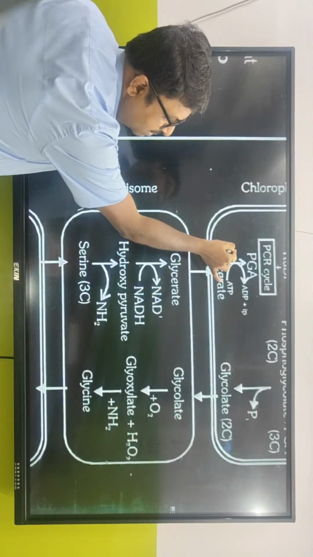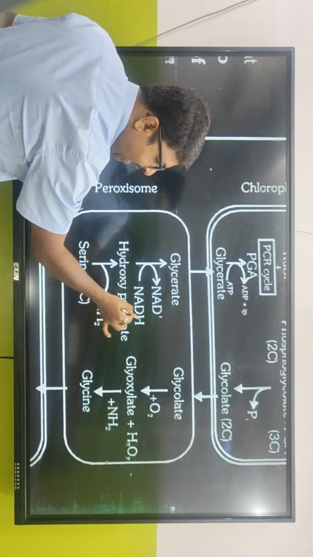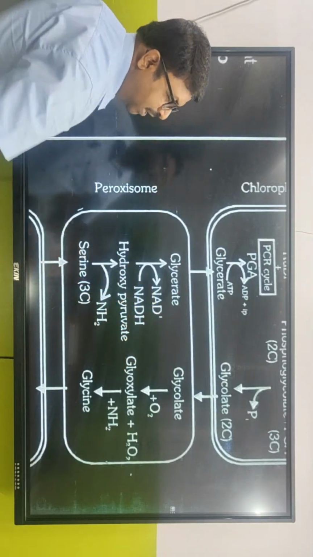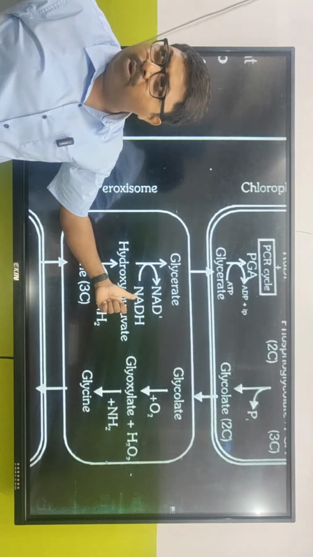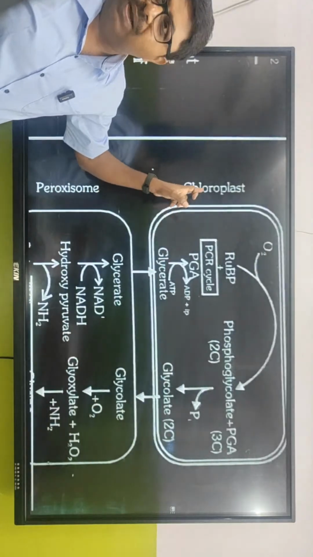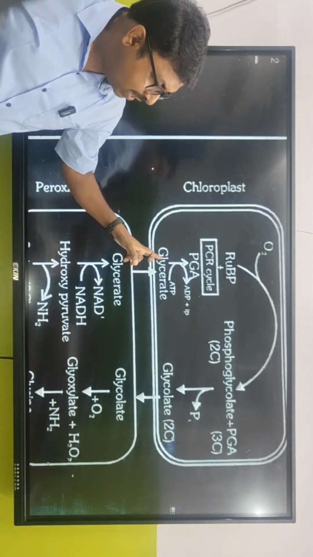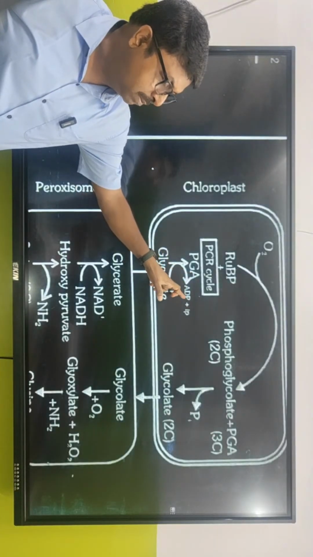What is glycerate? Remember, glycerate. And during this glycerate formation, NADH gets broken down into NAD, or NADH2 gets broken down into NAD. And mind you, this glycerate comes back again to the chloroplast. In the chloroplast, this glycerate utilizes ATP. ATP gets broken down into ADP plus Pi.